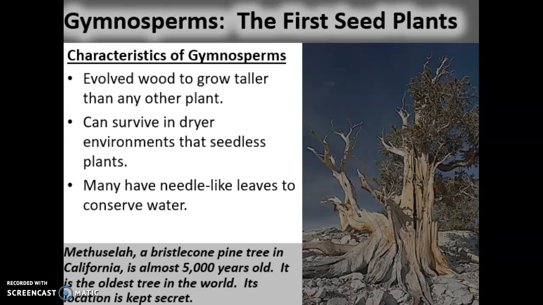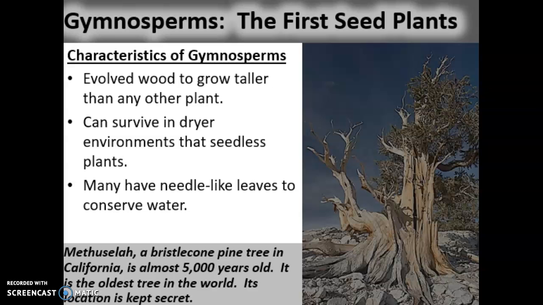Gymnosperms can also survive in drier environments than both mosses and ferns. Remember that moss and ferns always need to be near water so the sperm cells can swim to the egg cell, but no longer do we need the sperm cells to swim to the egg cells in gymnosperms. We're going to have another method that they use to get their sperm cells to travel.